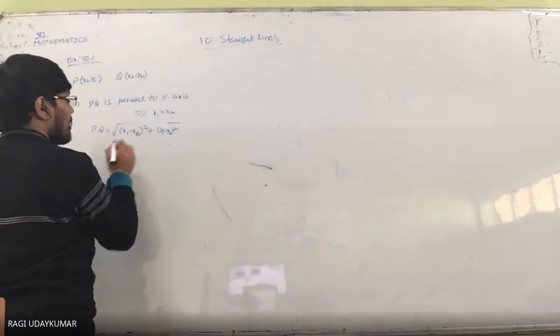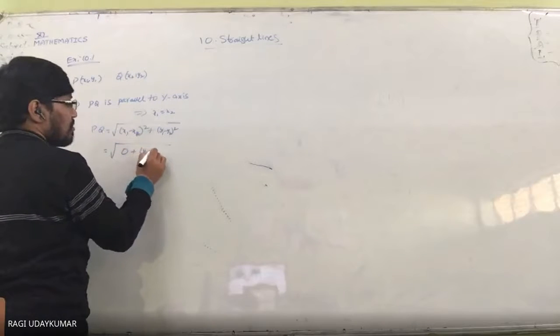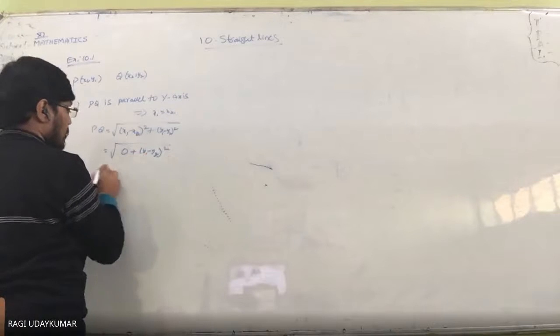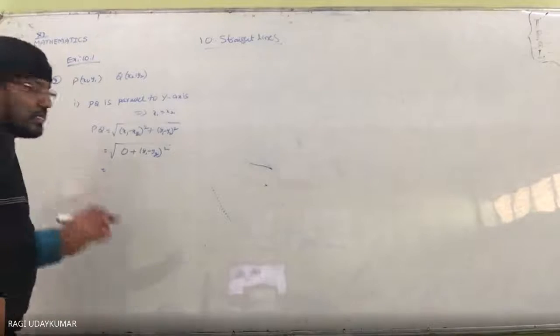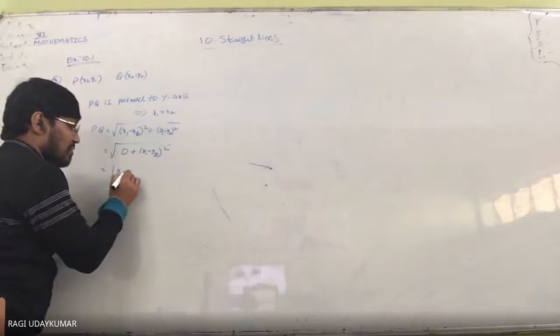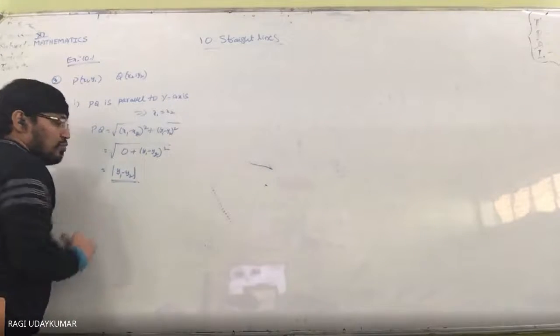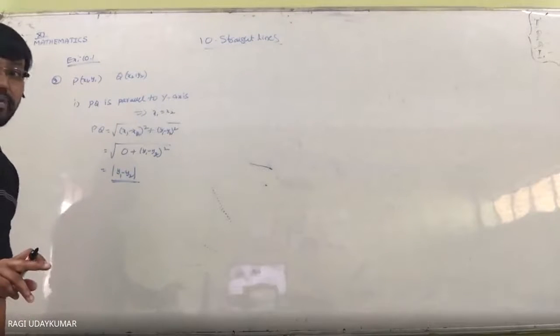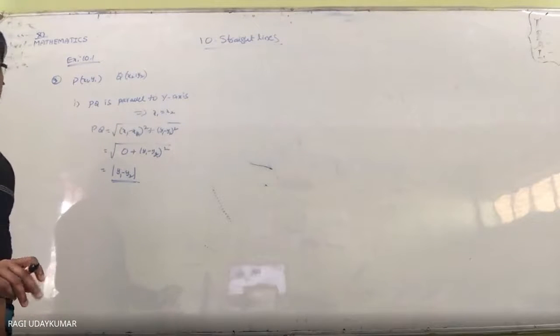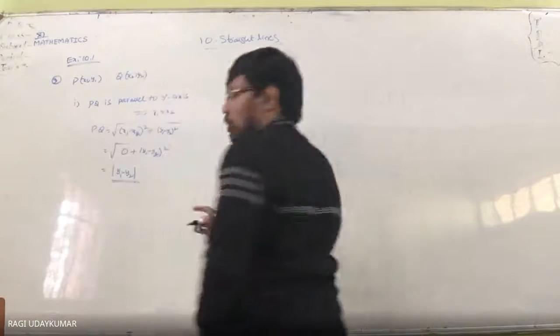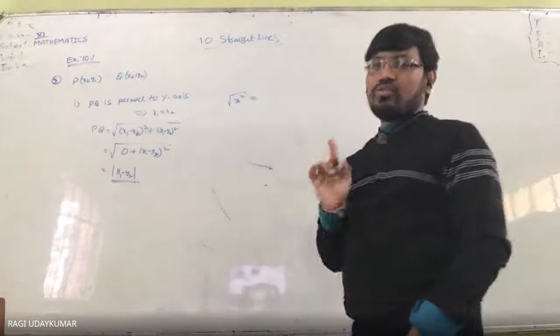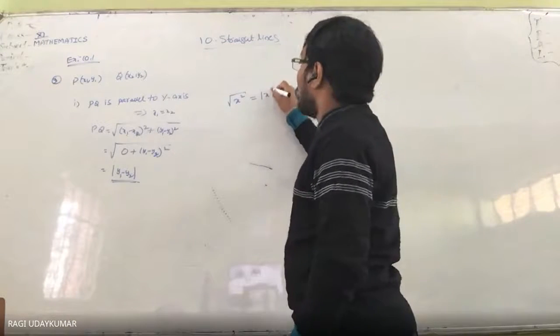The root of these two are equal, so 0. Just y1 minus y2 whole square. So we are going to get modulus of y1 minus y2. Do remember here, previously also I told you once, under root of x square is nothing but not x. Under root of x square is nothing but modulus of x.